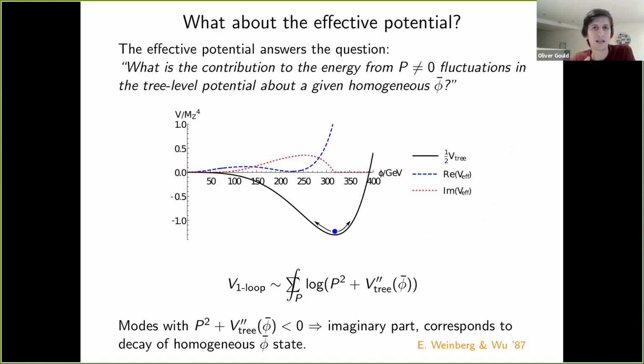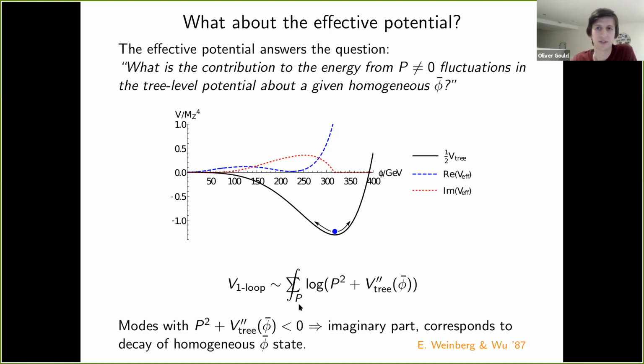Following on a bit more from Linde, maybe we could use some effective potential. What is the effective potential? It answers the question, what's the contribution to the energy from non-zero momentum fluctuations in the tree level potential around a homogeneous background, which I've called phi bar, telling you that it's homogeneous, just reinforcing that point. So at one loop, the effective potential, or the correction to it, looks like this.